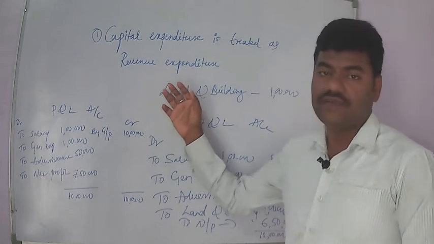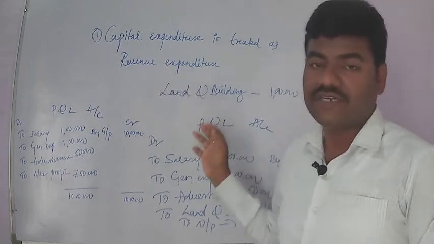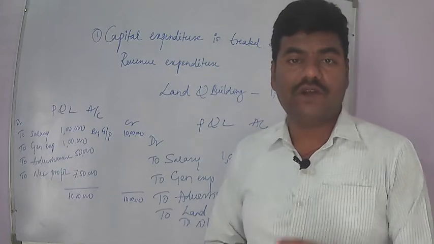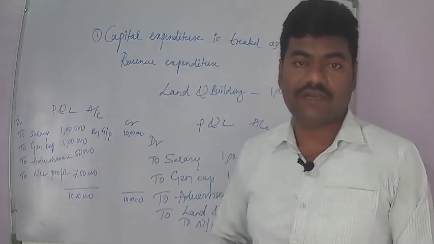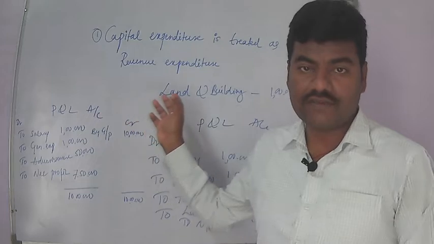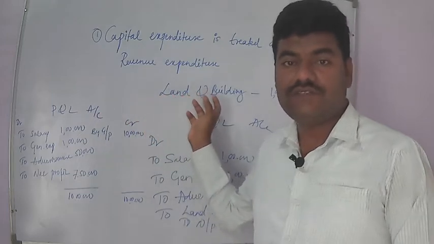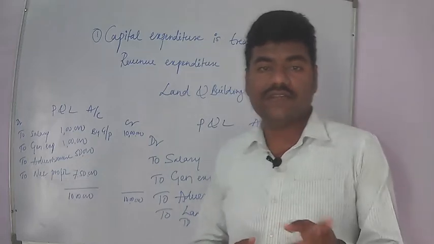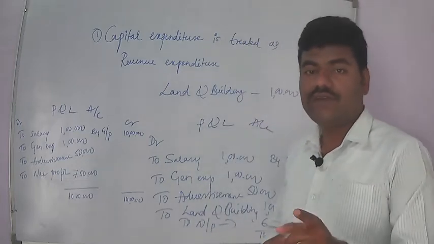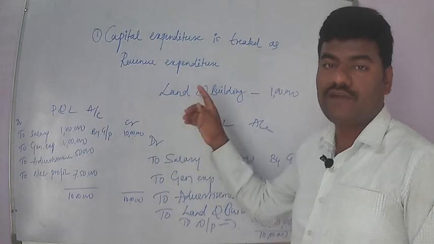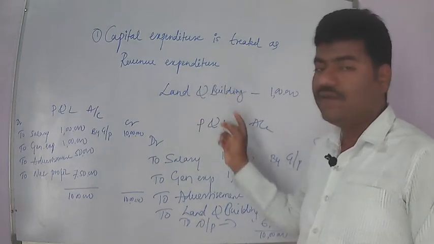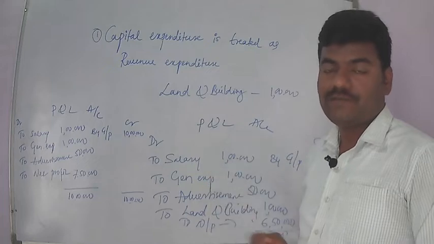If capital expenditure is treated as revenue expenses, note that capital expenses usually have to be recorded on the asset side of the balance sheet, but here they have been recorded as expenses on the debit side of the profit and loss account. How has it to be corrected? Let us look at the first step: how it will affect the profits of the company.